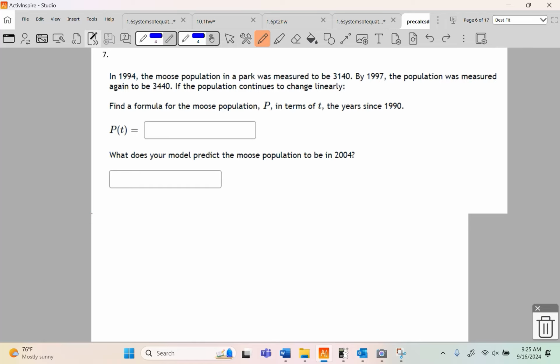Number 7. In 1994, the moose population in a park was measured to be 3140. By 1997, the population was measured again to be 3440. If the population continues to change linearly, find a formula for the moose population in terms of t, which is the year since 1990. So here t is 4, and here t is 7. So think about ordered pairs. You have 4, 3140. And you also have 7 and 3440.